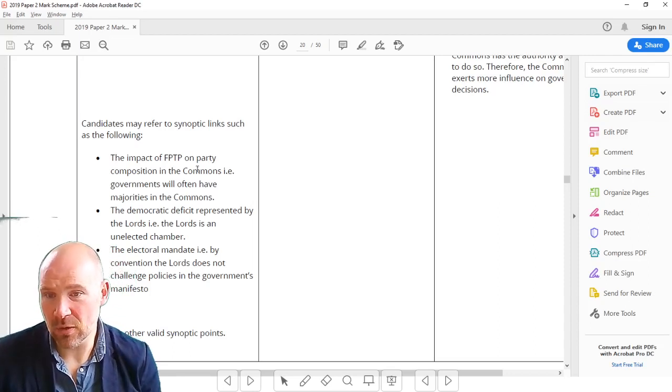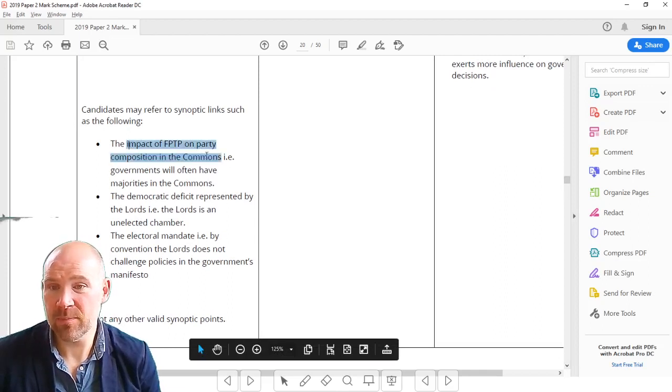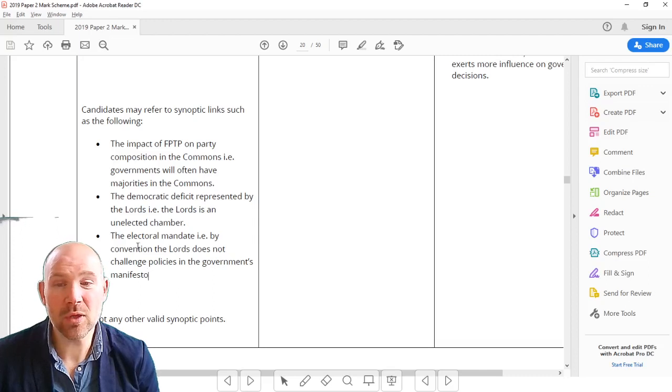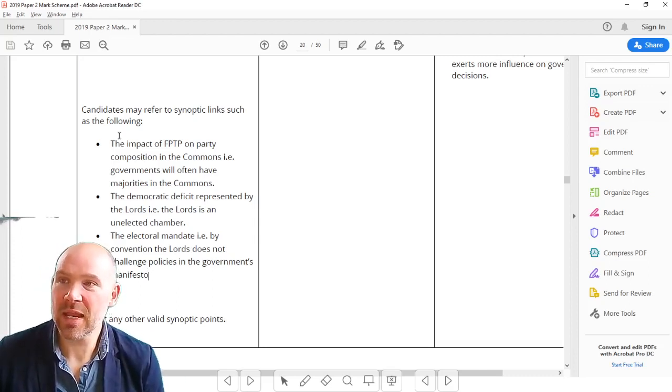So looking here on this left-hand side, I don't know if I can get it quite on the screen for you, it goes through those kind of links here. The impact of first past the post, the democratic deficit, the electoral mandate. As long as at some point you talked about the democratic deficit or the lack of legitimacy of the Lords, you've already done it.